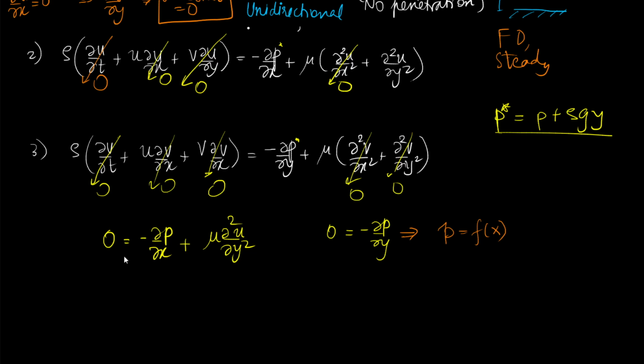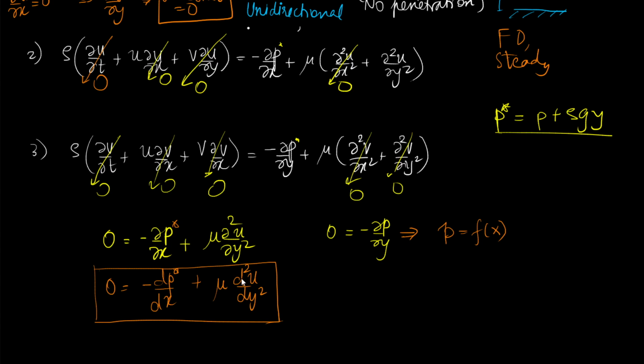Okay. So this equation can be simplified to minus dp star dx, and because u is only a function of y, because it's a fully developed flow, this becomes d2u dy2. So the Couette equation is the same as the plane Poiseuille flow, but the key difference will be in the boundary condition.